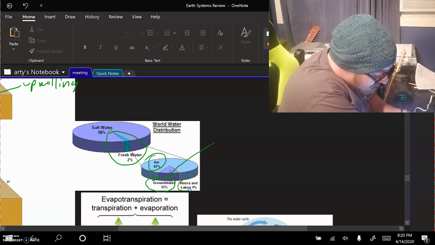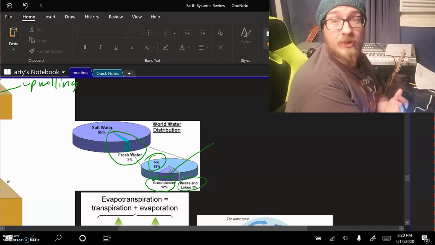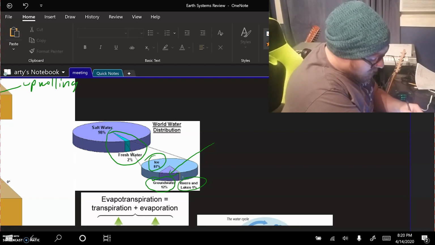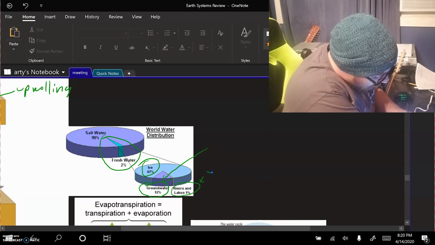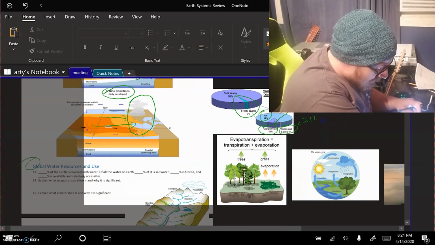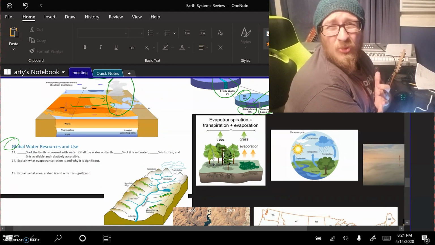And then just about 1% of all of our water resources are freshwater resources the way we think about it, lakes, rivers. So that's only about 1% of all the water that's available to us. And there's a couple of things that we might want to consider about the water a little bit.